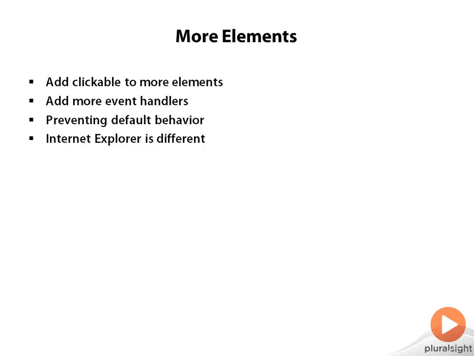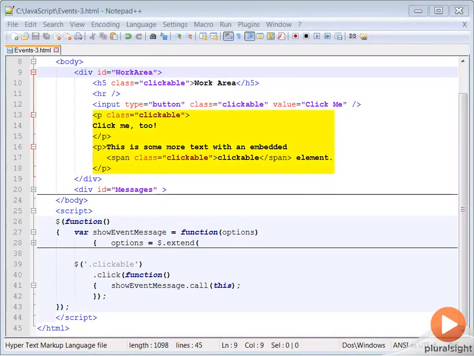Now that we have a way to see what has been clicked, we will add some more elements to the page. Then we'll make use of some other shorthand methods for adding handlers for other events. With this page, we've added two paragraph tags to the work area div. The first paragraph has the clickable class assigned. The second paragraph has an embedded span with the clickable class.